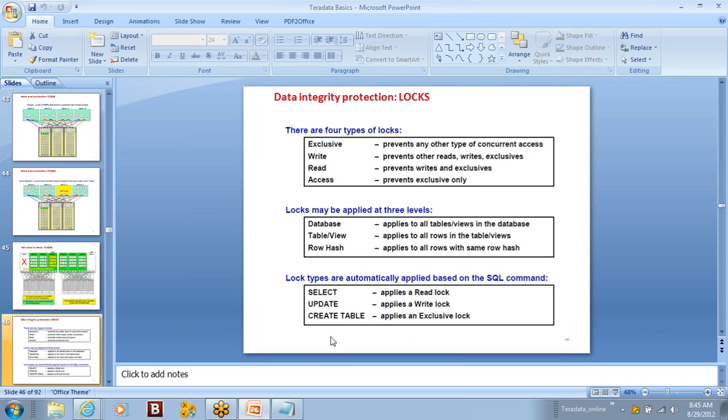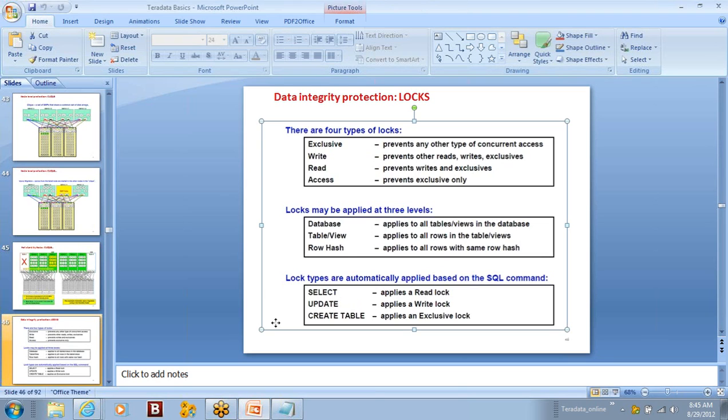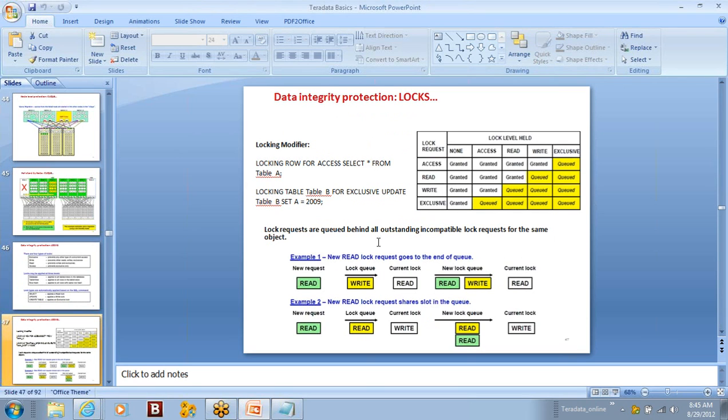Okay, we can modify the lock to be obtained on the object with a statement called locking modifier. So these are the default locks, but while doing a select operation on the table, you don't want to lock it for read, but you want to lock the object for access lock so that other users can also write the data at the same time. So how can we do that? We can change the default lock with a statement called locking modifier. Okay, with this statement we can degrade or upgrade our locks during our access on the objects.